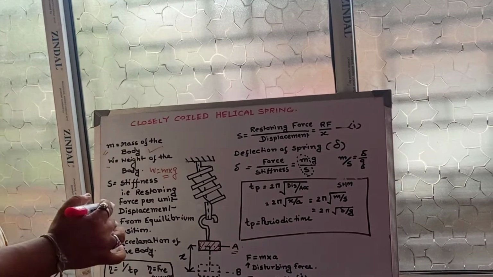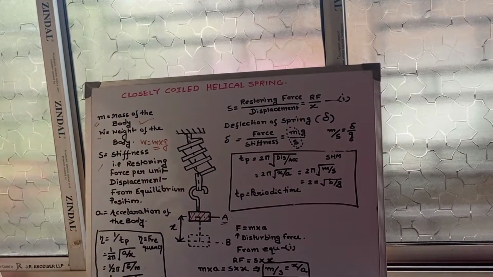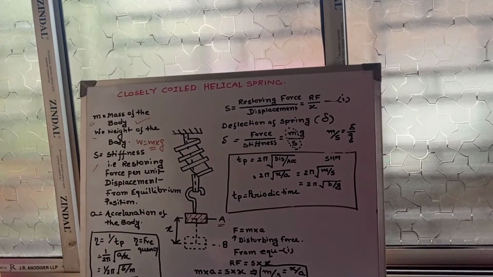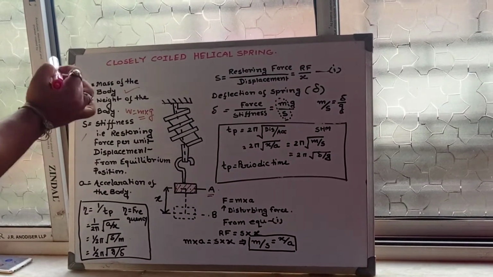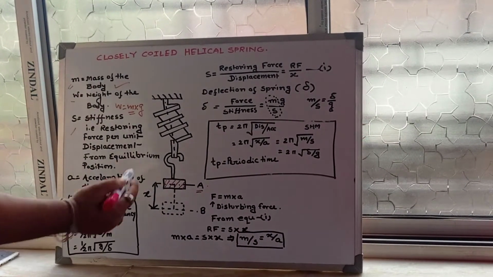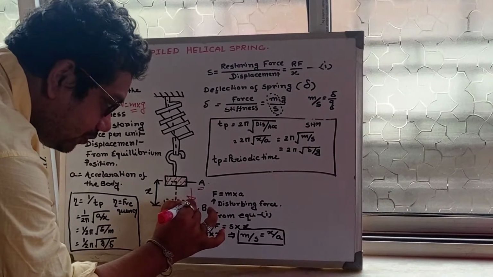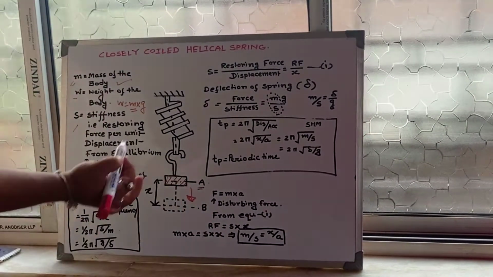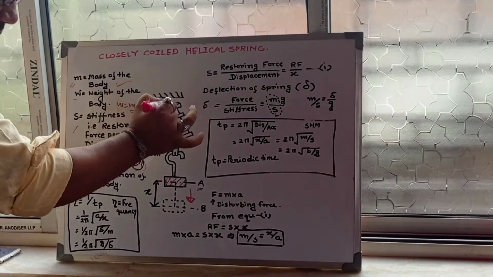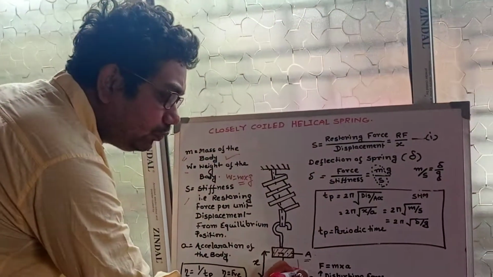Now we are going to explain what is called stiffness. Stiffness is explained as the restoring force per unit displacement. Restoring force means, if you apply force in this direction, that is a tensile force. So what will happen? The spring will elongate. The spring will be deflected from position A to position B. Here you can see.